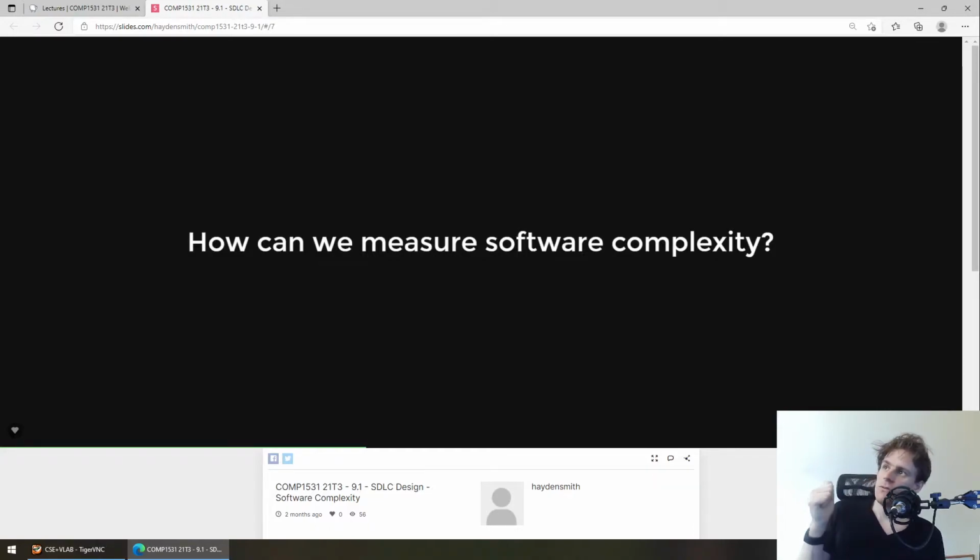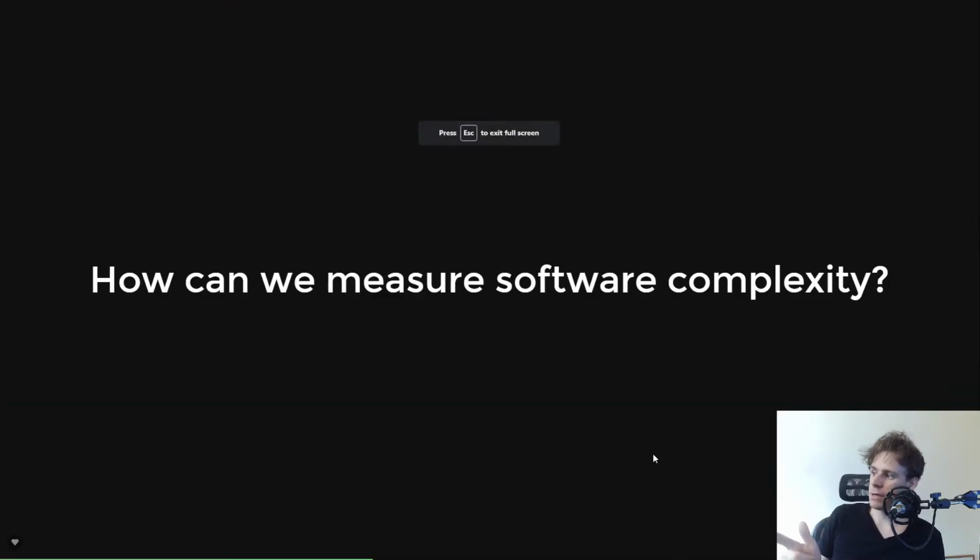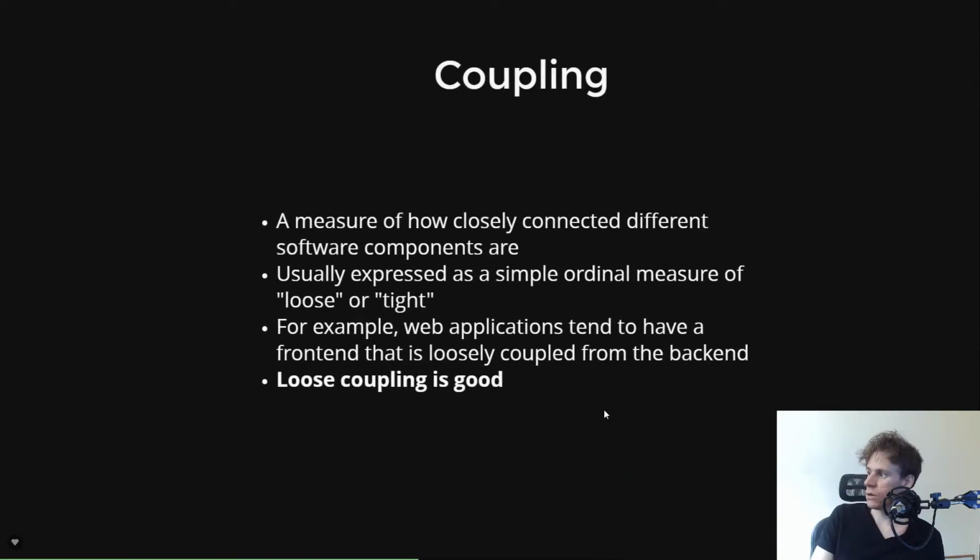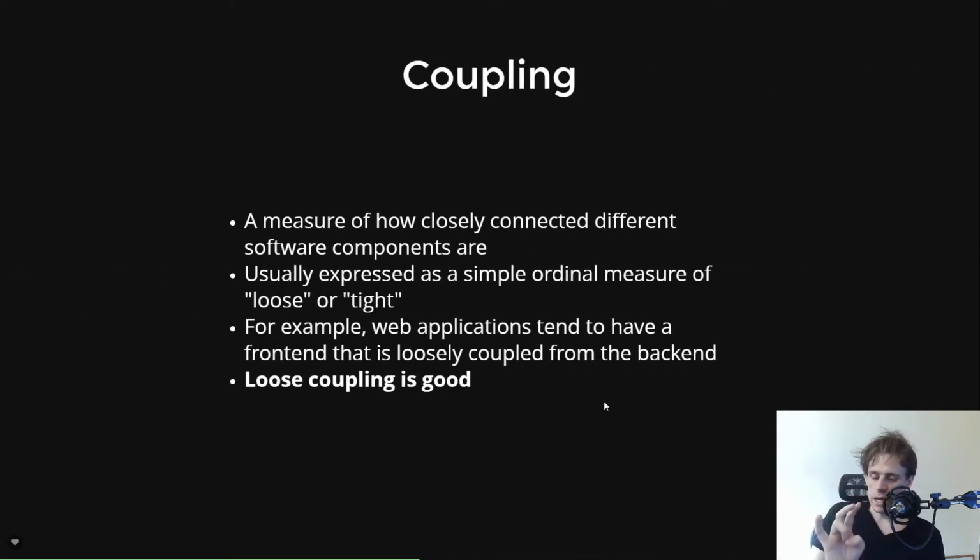So the first question was, what is software complexity and how do we talk about it? That was when we did accidental and essential complexity. The second part, though, is how do we measure software complexity? It's all well and good to talk about it qualitatively, but how do we actually measure it? How do we make sense of it quantitatively? Before we get into the specifics of that, there's two quick concepts that we need to touch on.